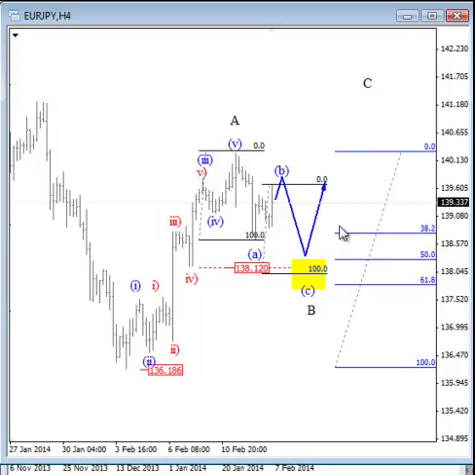Of course, invalidation levels, we all know, are here. As long as the start of this impulse, these star figures will hold, then of course the trend remains in an uptrend.